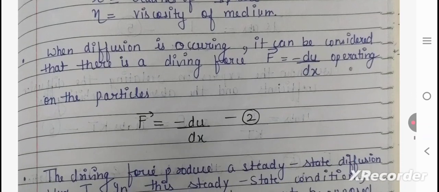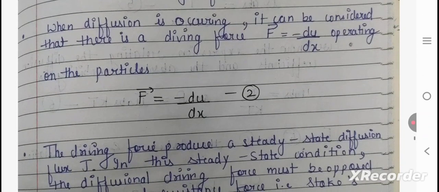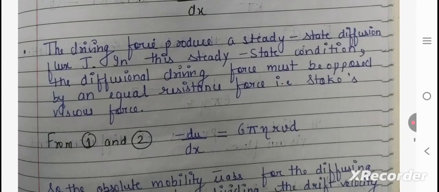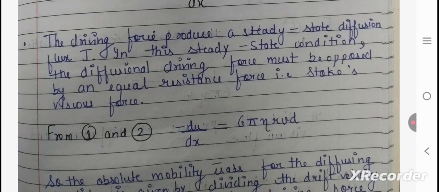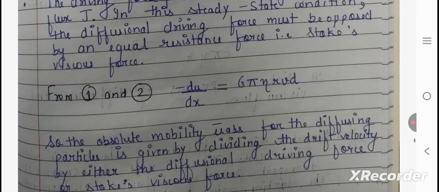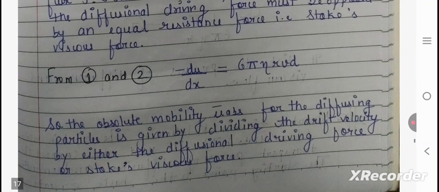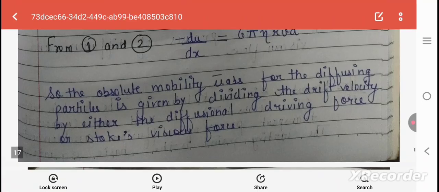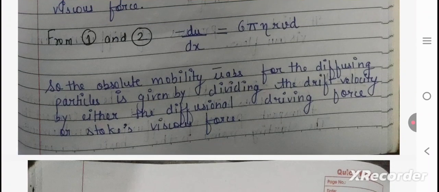and n is viscosity of the medium. When diffusion is occurring, it can be considered that there is a driving force, where F vector is equal to minus d mu by dx, operating on the particles. The driving force produces a steady state diffusion flux J. In this steady state condition, the diffusional driving force must be opposed by an equal resistance force, that is the Stokes viscous force. From equations 1 and 2, we can say that minus d mu by dx is equal to 6 pi n r into v d.